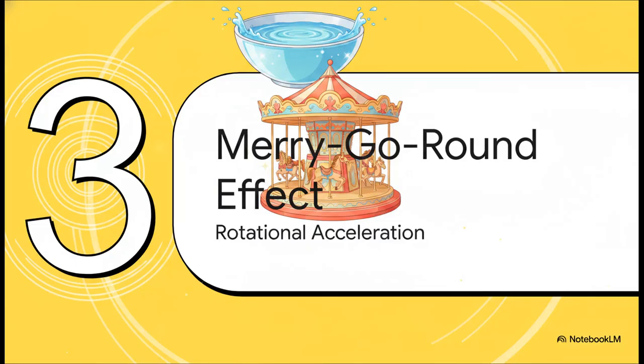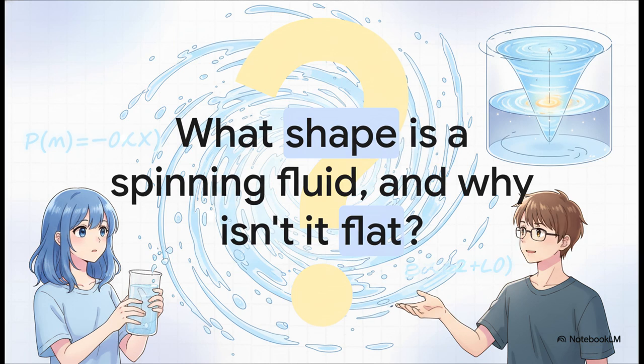All right, Section 3, the merry-go-round effect. So, what if we take that exact same bowl of liquid, pull it out of the car, and put it on a spinning merry-go-round? Things get wild because the nature of the push fundamentally changes when you introduce rotation. We aren't dealing with a simple, flat slope anymore.